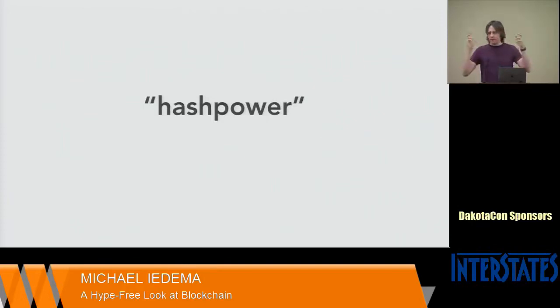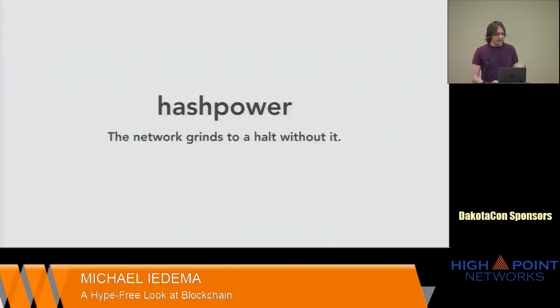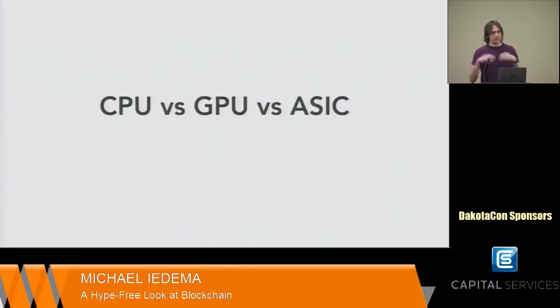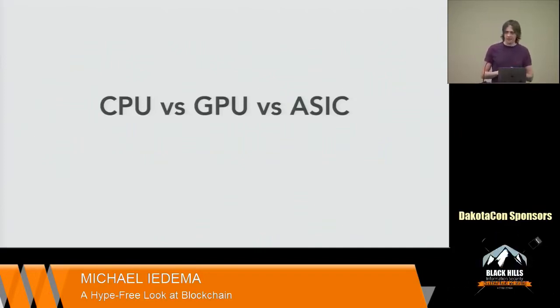Usually it's measured in hash power, how many hashes of a specific problem can you perform in a second. And the network stops if you don't have any hash power. So people are incentivized and they're paid to provide it. You can do these calculations on the CPU, on a GPU, or on an ASIC. ASIC is an application-specific integrated circuit, so it's a custom-built device that just does these hashes.